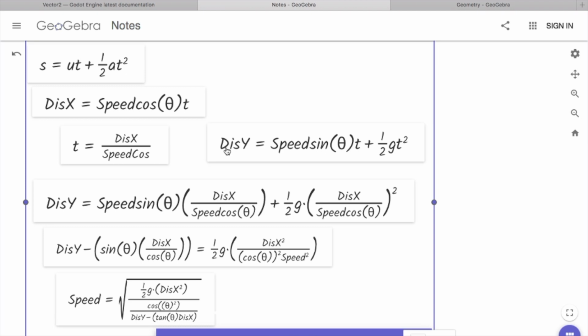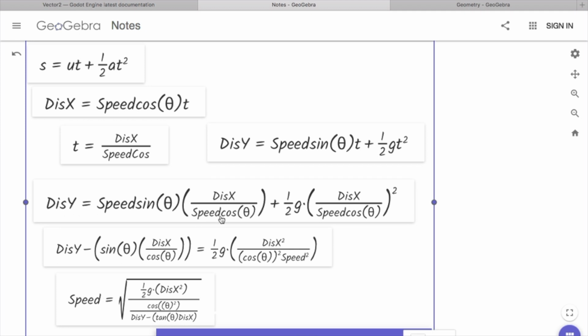Now we have our y distance, and again we have the speed times sine of theta times t plus 1/2 gravity times time squared. So we're going to take this t and put it into this function. So we have, instead of this little t here, we have all of this garbly goop here. There should be a theta here. After we put that in there, we're going to solve for speed.